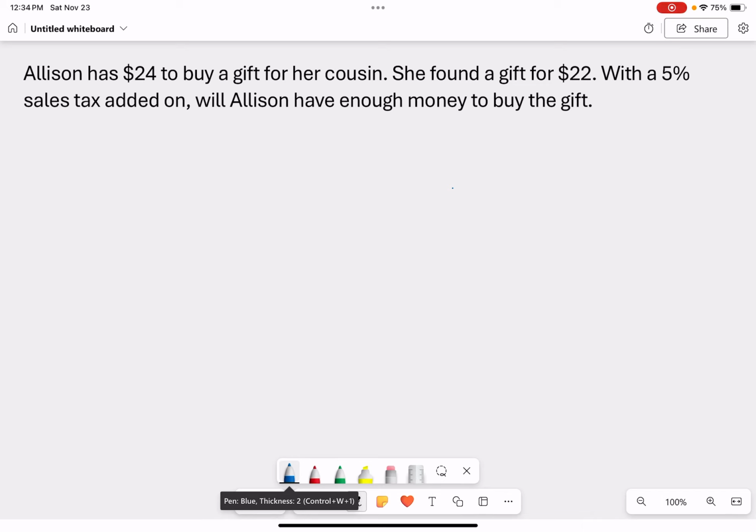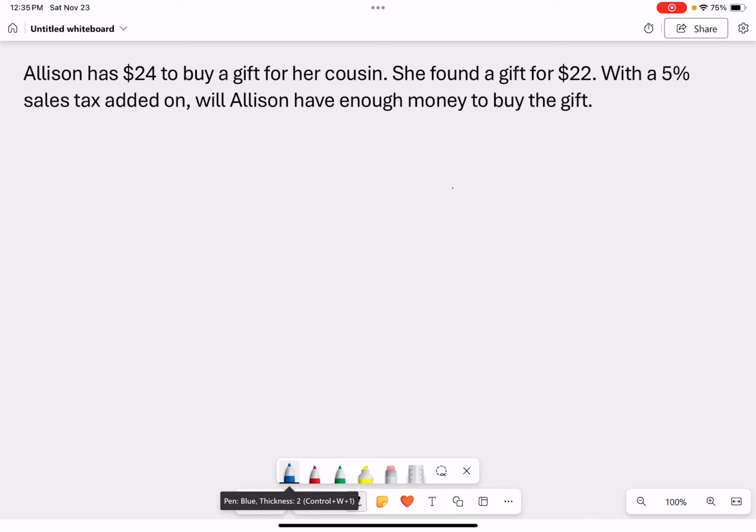Here we have a markup problem. Let's read the problem and figure out why this would be a markup problem. So Allison has $24 to buy a gift for her cousin. She found a gift for $22 with a 5% sales tax added on. Will Allison have enough money to buy the gift?